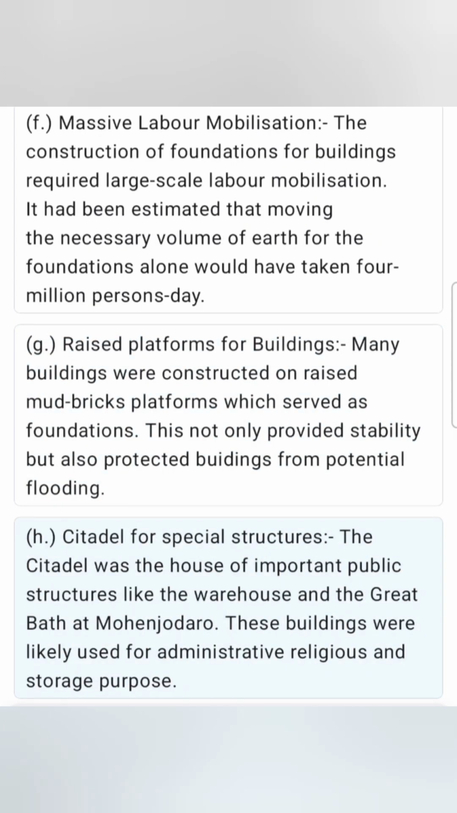H. Citadel for special structures. The citadel was the home of important public structures like the warehouse and the Great Bath at Mohenjo-daro. These buildings were likely used for administrative, religious and storage purposes.